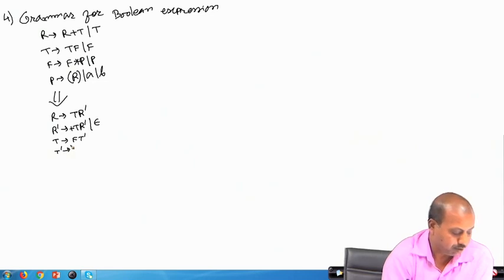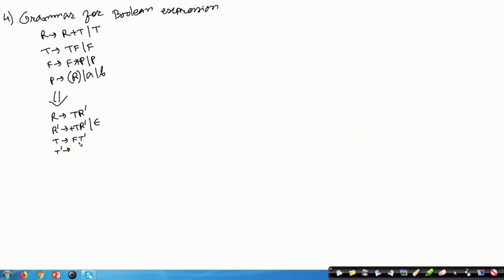and then T dash producing F T dash or epsilon. Then F producing P F dash and F dash producing star P F dash or epsilon, and then P producing within bracket R or A or B. So, this is the grammar after eliminating left recursion.